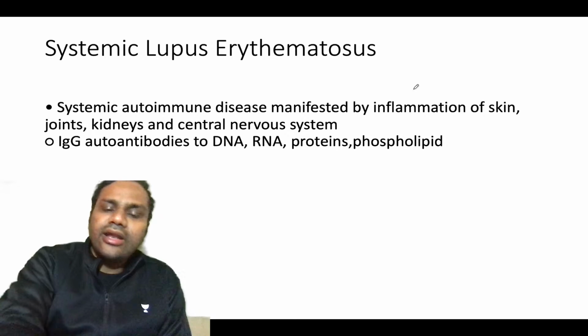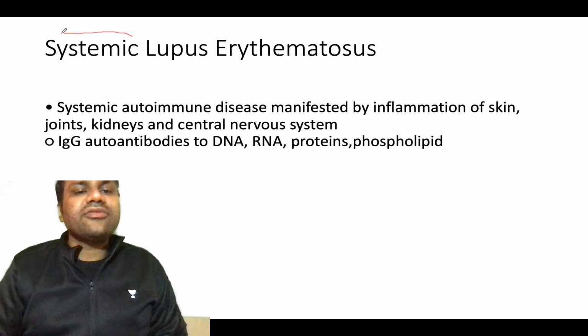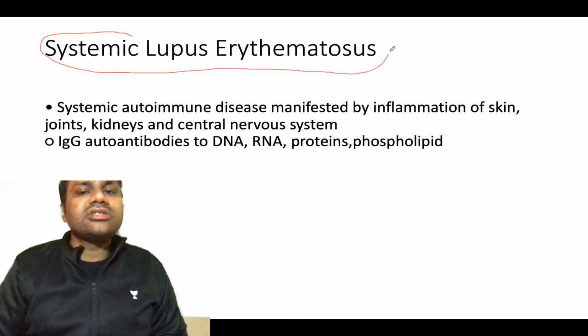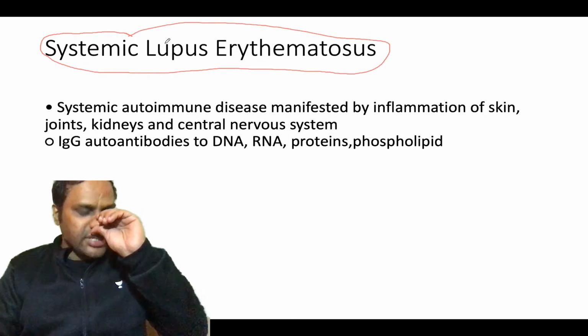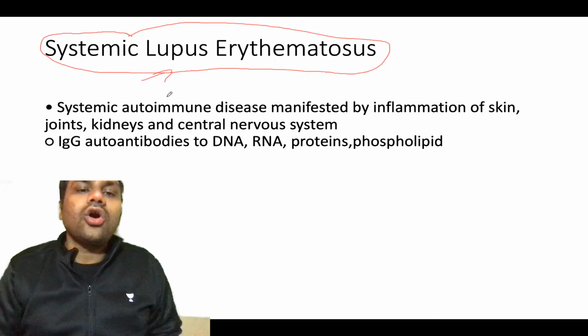Then now the next important disease is lupus nephritis. So before going to lupus nephritis, what you need to know is about systemic lupus erythematosus. Lupus nephritis is a presentation of SLE. SLE is an autoimmune disorder.